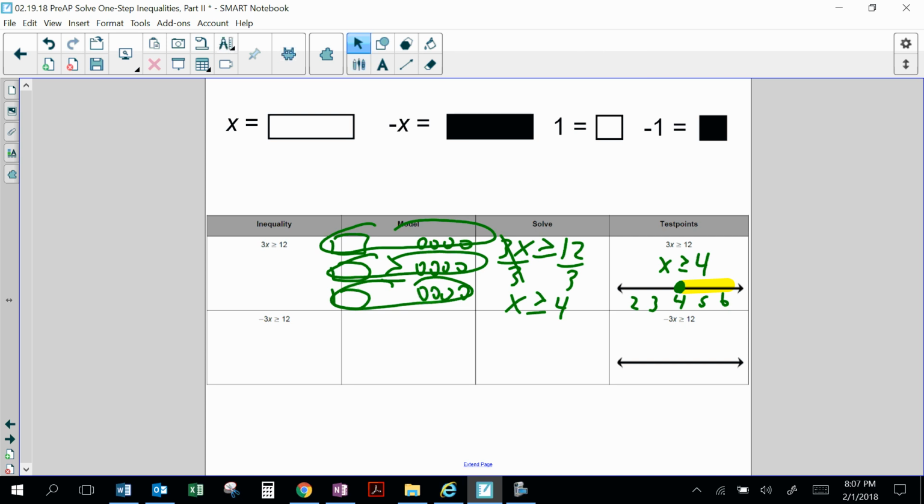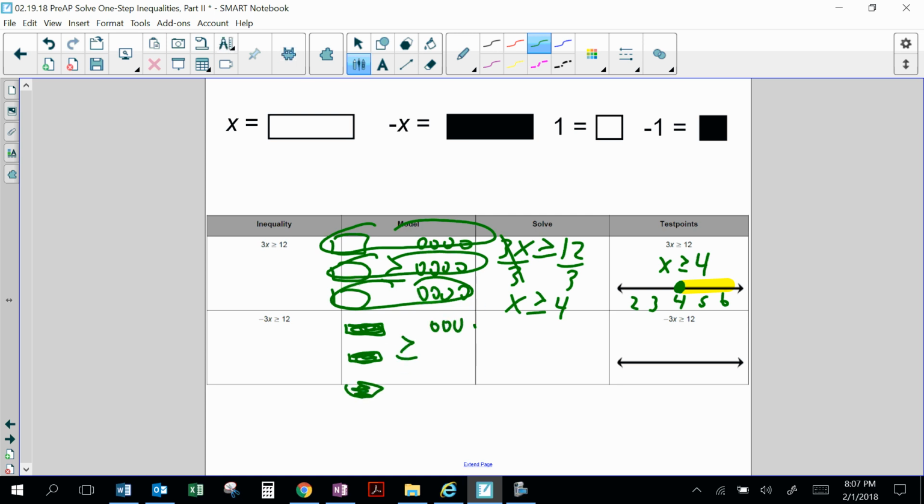Next one. Let's draw this one. We have negative 3x is greater than or equal to 12 units.